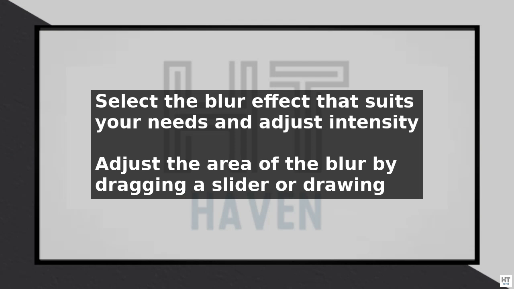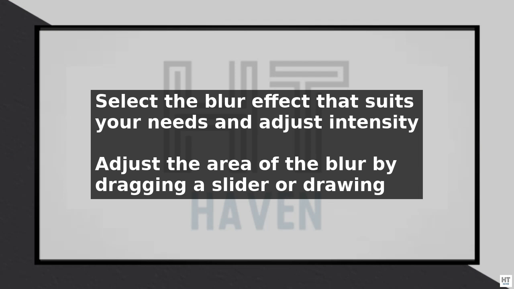You can usually do this by dragging a slider or drawing on the screen to specify the area you want to blur. If you want to apply the blur effect to a specific part of the video, you can use the split tool to divide the video into sections and apply the blur effect to each section separately. This gives you more control over the editing process and allows you to create complex effects.